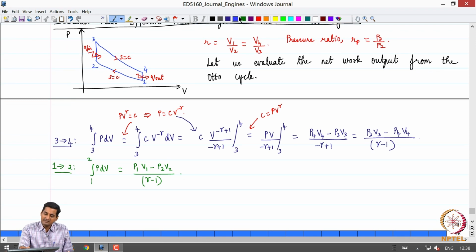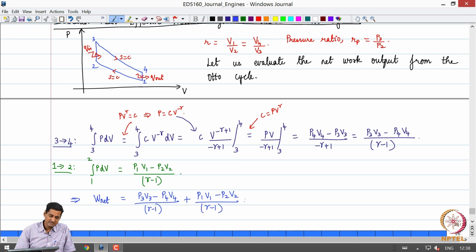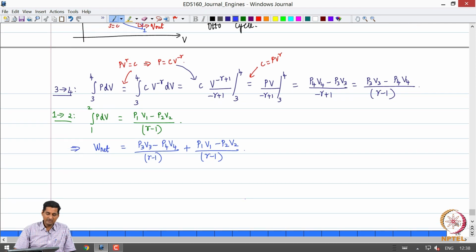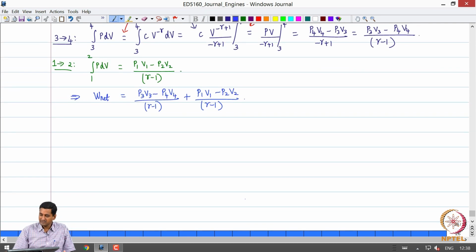So, consequently the net work output is going to be the sum of the two. It is going to be (P3 V3 minus P4 V4) divided by (gamma minus 1) plus (P1 V1 minus P2 V2) by (gamma minus 1). So, this is the net work output, okay.